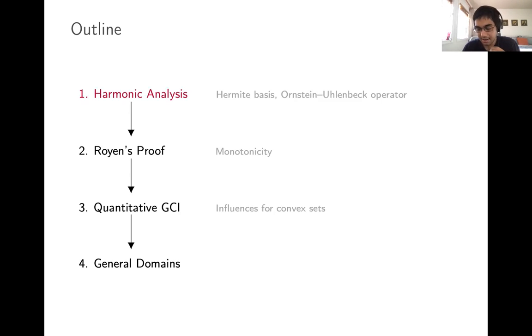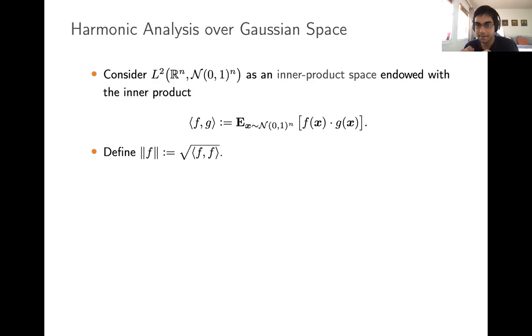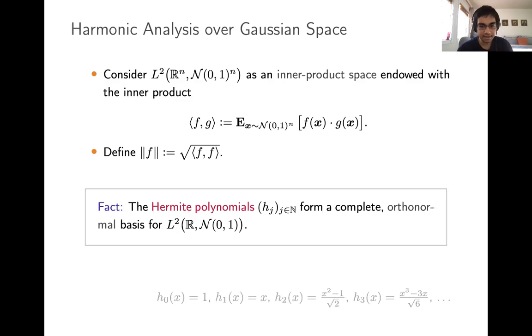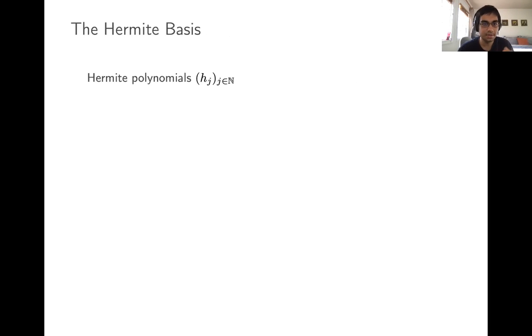So let's get started. We're going to be interested in the vector space of square integrable functions of a Gaussian space, L2, and we're going to be thinking of it as an inner product space where the inner product between two functions f and g is simply the expectation of f times g. And it's a standard fact that the univariate Hermite polynomials form a complete orthonormal basis for square integrable functions of a one-dimensional Gaussian space. The exact expressions for these polynomials don't really matter. All that really matters for us is that they're orthonormal. So we've got this nice orthonormal basis for functions of a one-dimensional Gaussian space.